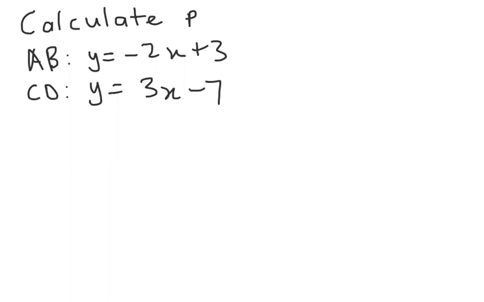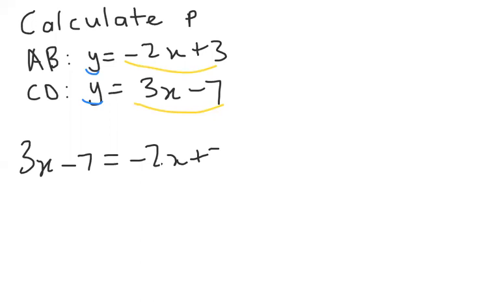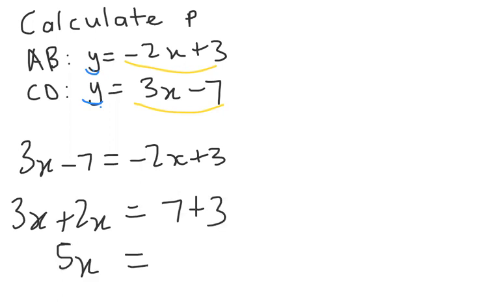Right, so simultaneous equations. We already have two equations that equal y. So now I'm just going to put these two equal to each other. I'm going to say 3x minus 7 equals minus 2x plus 3, because both are y. So that's going to give me 3x plus 2x on the left-hand side. On the right-hand side, we're going to have 7 plus 3. That is 5x is 10. x equals 2. All right, so x equals 2.